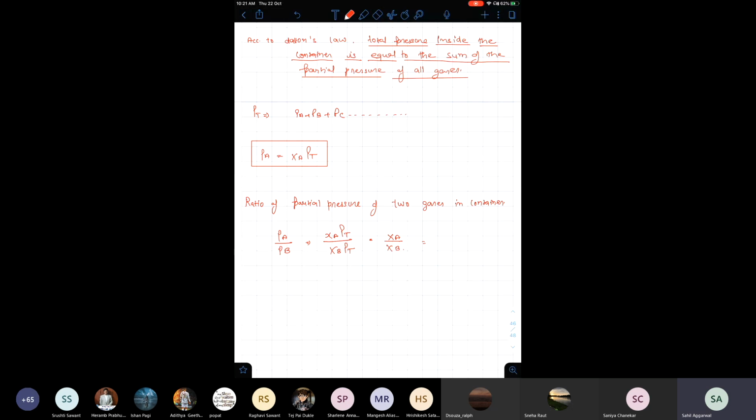XA will be moles upon total moles, divided by moles upon total moles. The total moles will get cancelled out, so it will be equal to moles upon moles.